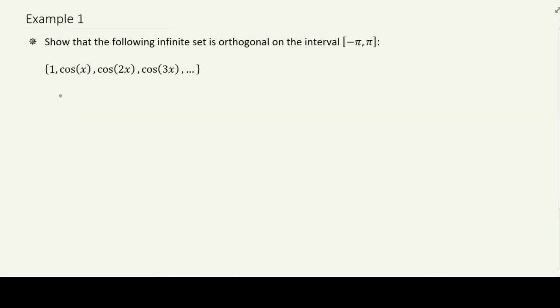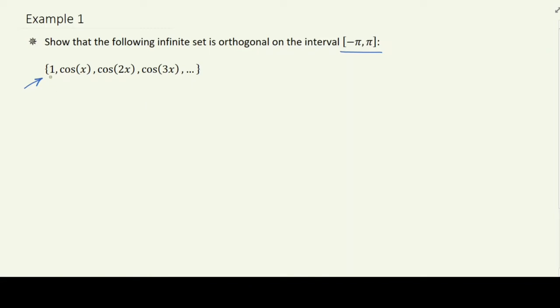So now let's take a look at an example here. So we have this infinite set shown here, and we want to prove that this infinite set is orthogonal on the interval minus pi to pi. So how can we prove that?